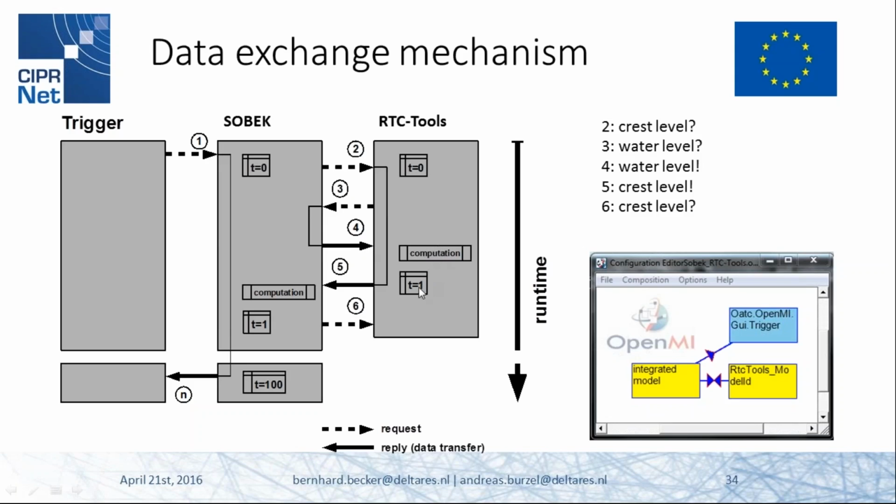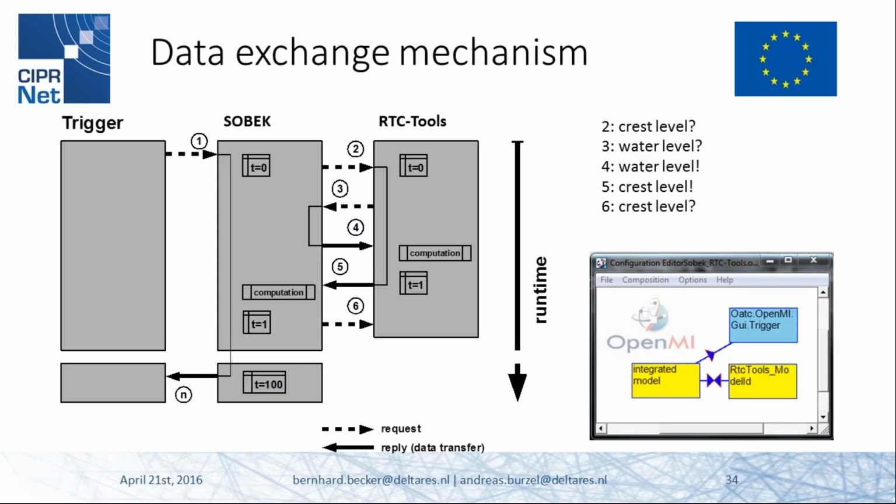After that, it has proceeded to time step 1 and is now able to answer this question here in step 2, this one. And with that information, SOBEK is also able to compute, to proceed from time step 0 to time step 1. And then the whole thing continues in that pattern until SOBEK can answer this question. So this is the role of the trigger and how the data exchange mechanism works.